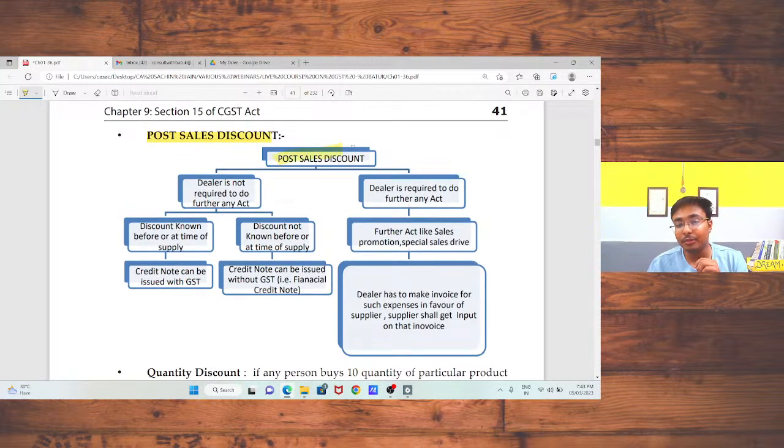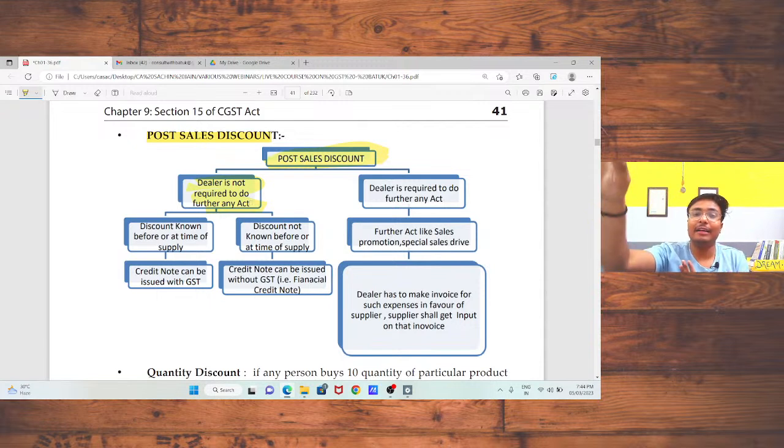Now, sir, post sales discount. There are two parts under post sales discount. One is where the dealer is not required to do any further act. Just take an example. I have made one agreement with my dealer that I will provide you a discount of 5,000 rupees. In that case, the discount is known at the time of supply. In that case, I need to issue the trade credit note, or I may adjust the figure of GST.